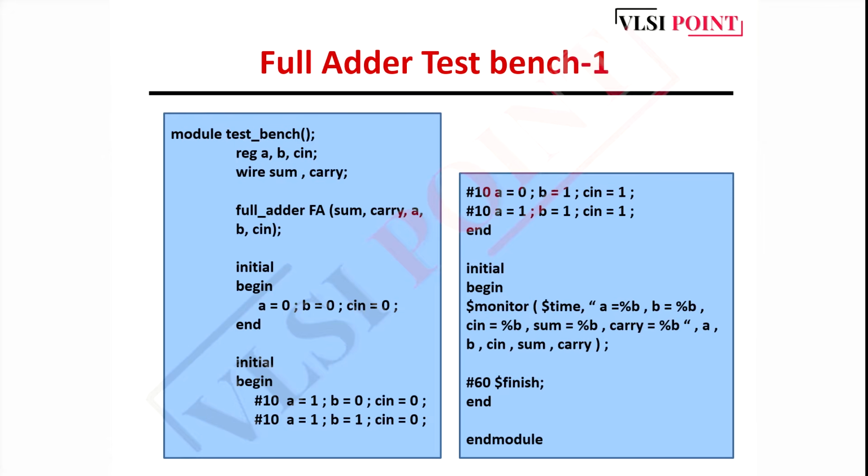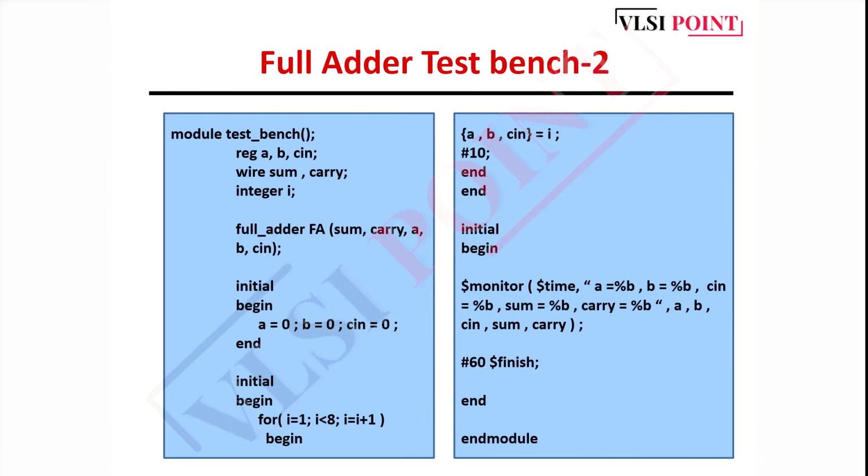This is the first way. Another way is that you can use a loop instead of giving some set of values. Again the same thing: module, then test name, and then reg type input, wire type output. The only difference is that here we have taken an integer i. Why this integer? Just for this for loop. Then we have done the instantiation part. Then in the first initial block, initialization is done. In the second initial block, we have applied a for loop.